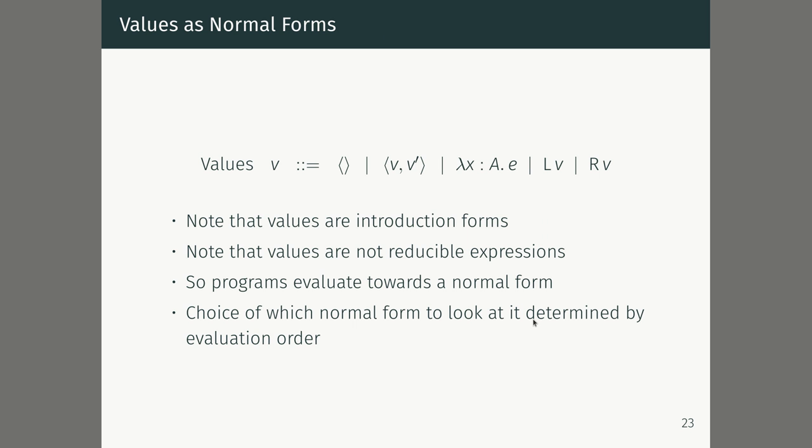And so now let's go back and look at values. So what are values? Values are introduction forms. They are not reducible expressions. And our type safety proof says, well, you can always keep evaluating until you reach a value. So in some sense, programs are trying to evaluate towards a normal form. And the choice of which normal form you get is determined by the evaluation order. So we're going to take all of these detours and cut them out, but there may be many possible detours inside your program. And so what you're going to have to do is pick an order in order to stage them.